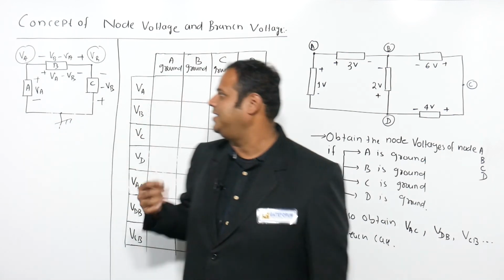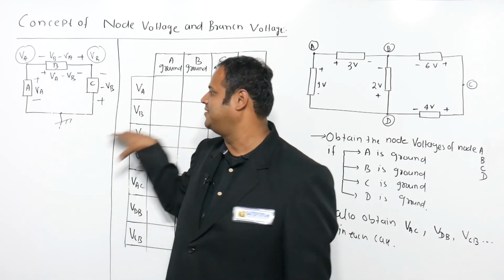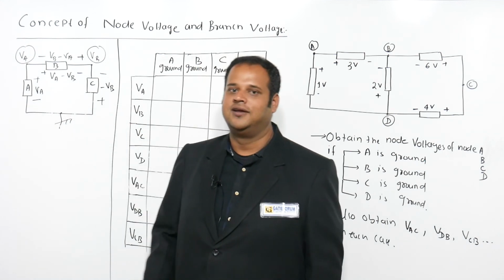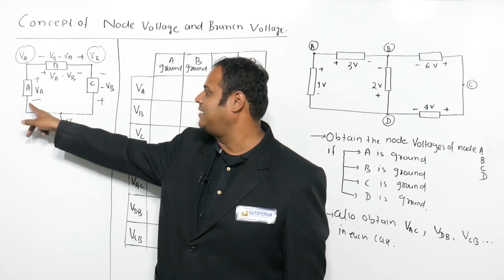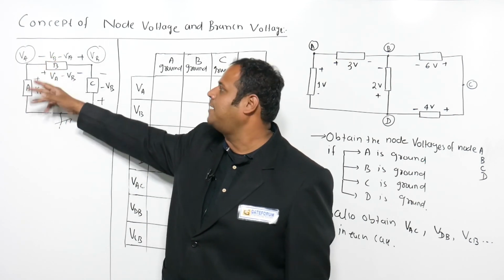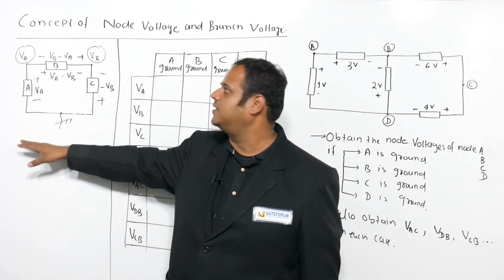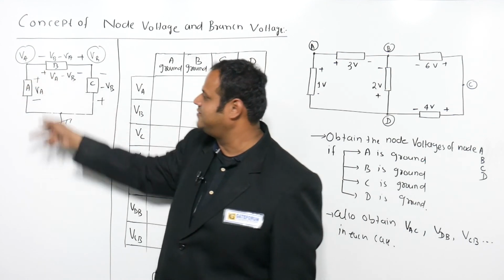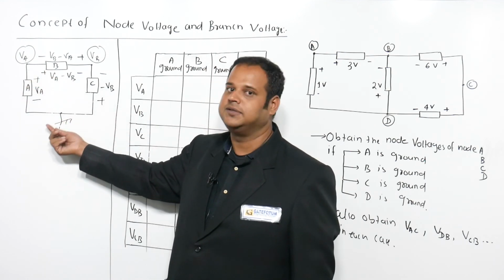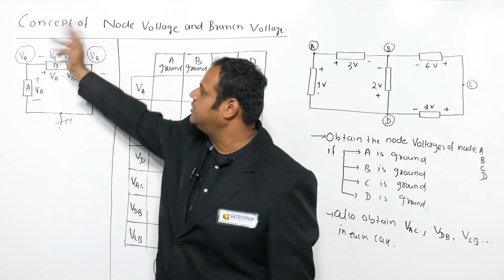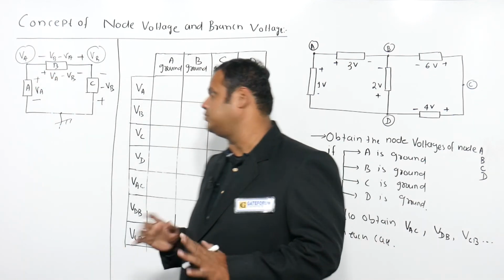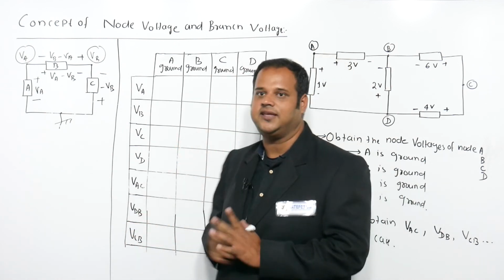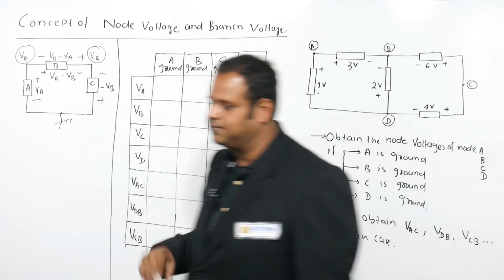So very frequently, in many network analyses, the bottom line is taken as ground. And in that case, if somebody takes the bottom part as negative and this as positive, it happens that node voltage equals branch voltage, because when we are doing this minus this, the second minus is becoming 0, so we get branch voltage equals node voltage. But that is in general not necessarily true. So you should understand what we are saying. I hope this concept is clear.